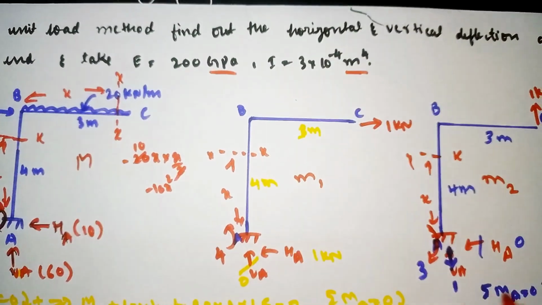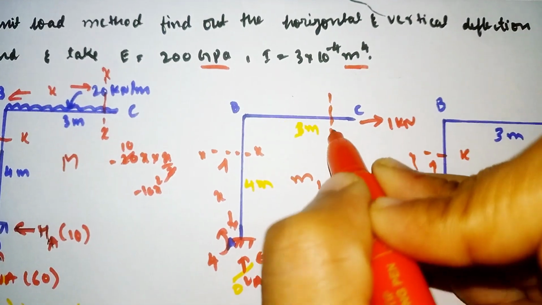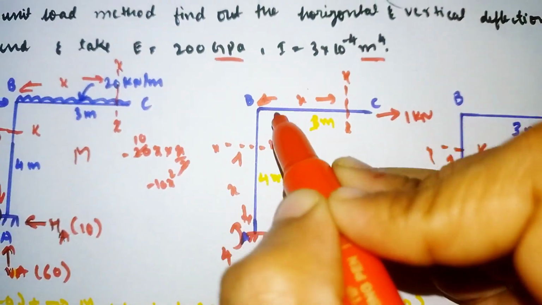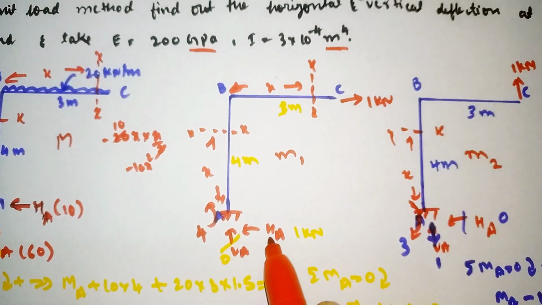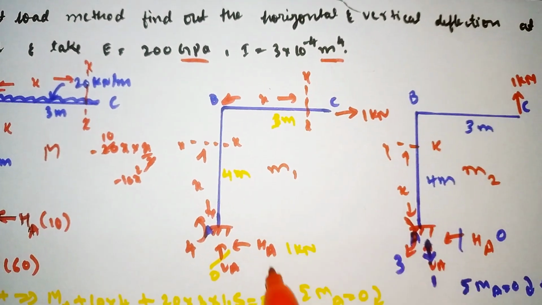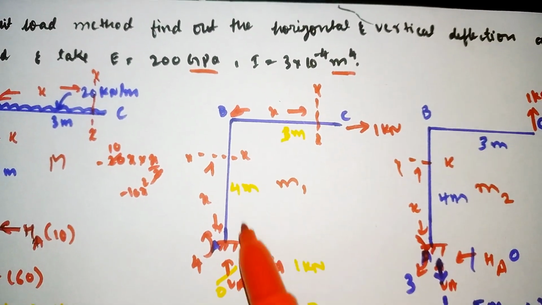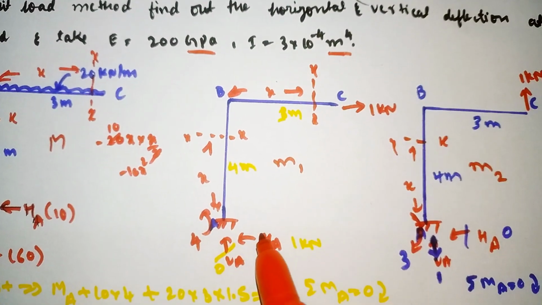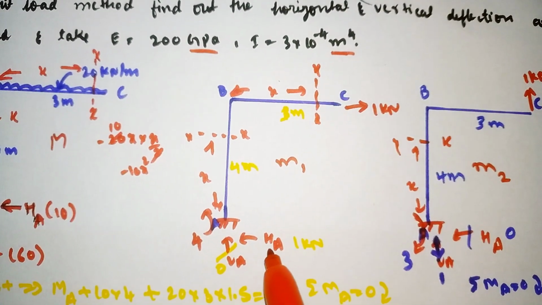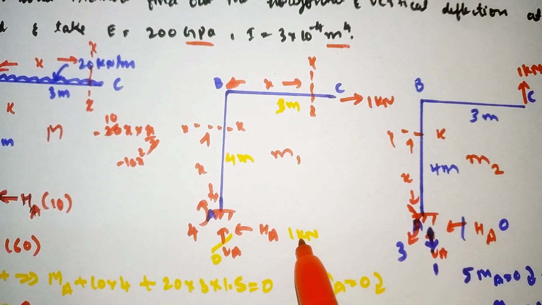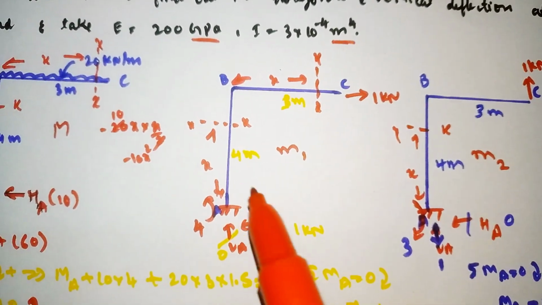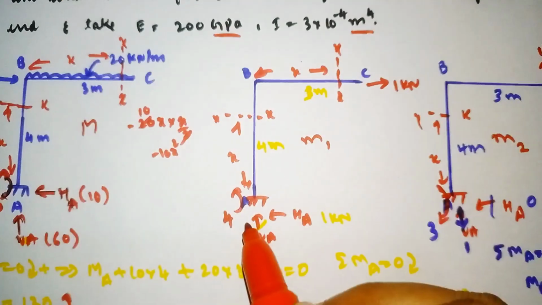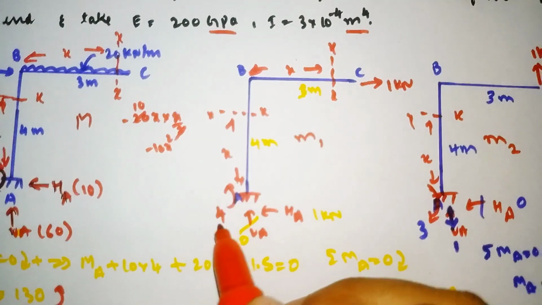Similarly for M1, if you cut the section X-axis away from the origin B at a distance of X, here HA is moving. At what distance from this section is it moving? HA into, we need to see the perpendicular distance, which means HA into 4. It is moving upward, so we need to take the positive. So HA into 4. HA has the intensity of 1 kilonewton. So 1 into 4 becomes 4. So 4, and here the moment is there, it is coming downward. So minus 4.